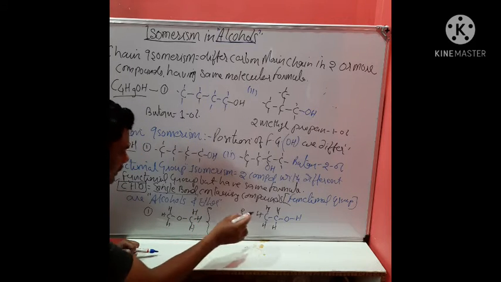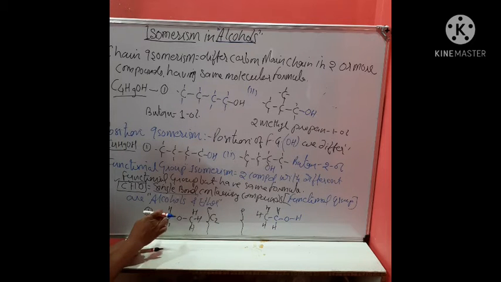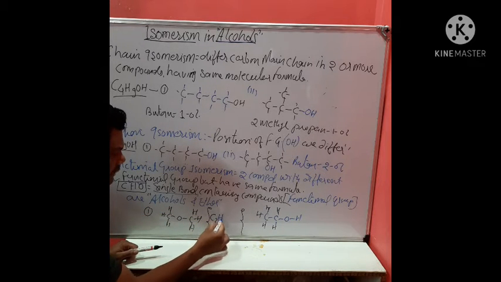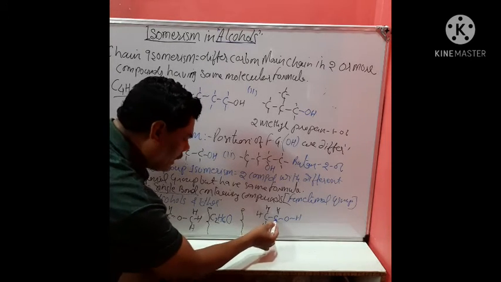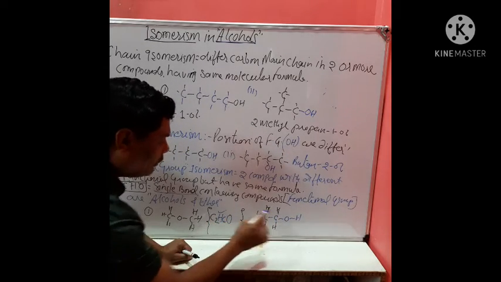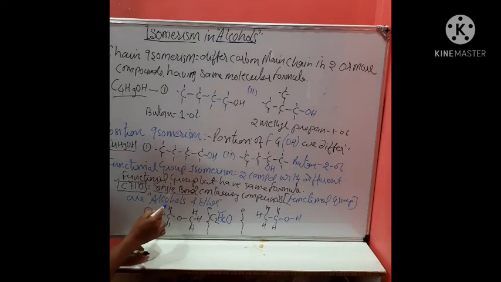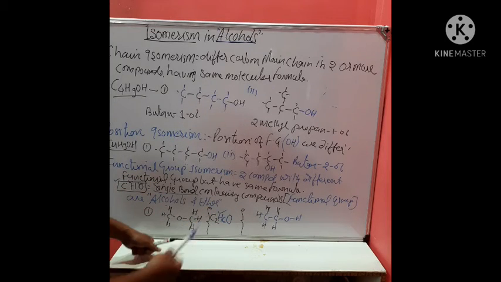Now what is the molecular formula? 1 and 1, 2 carbon, so C2. Hydrogen is how many? 3 and 3, 6. So C2H6 and a single O, so C2H6O. Here count 2 carbon, 6 hydrogen and 1 O. That means alcohols can show isomerism with ether. Students, in the context of ether, again we can apply this type of isomerism.